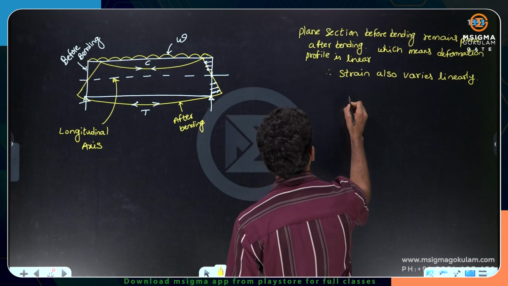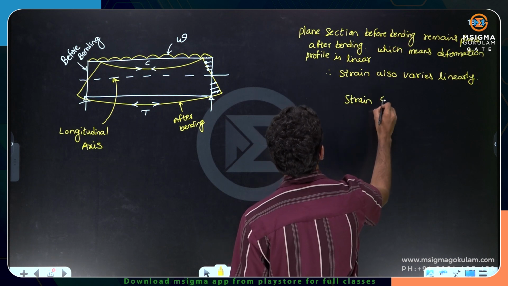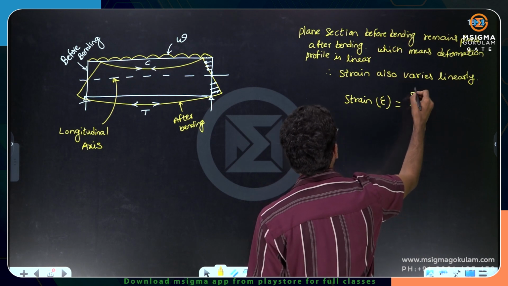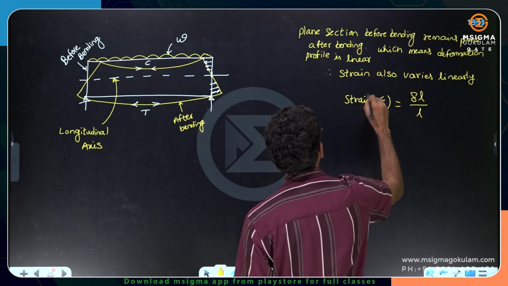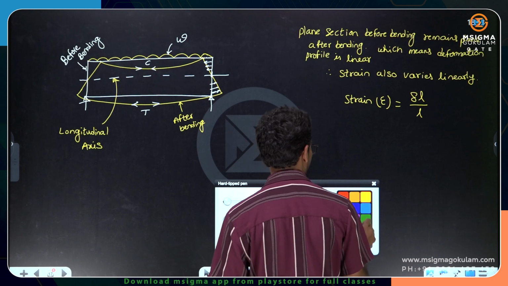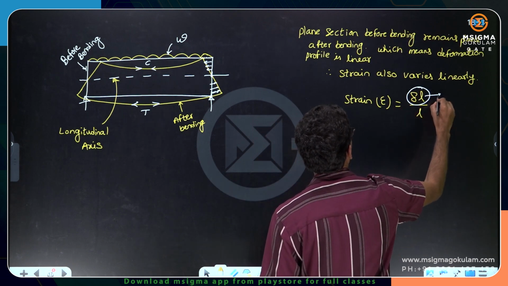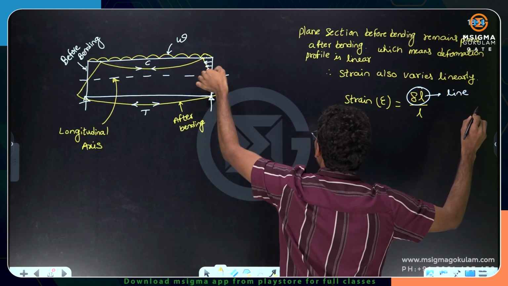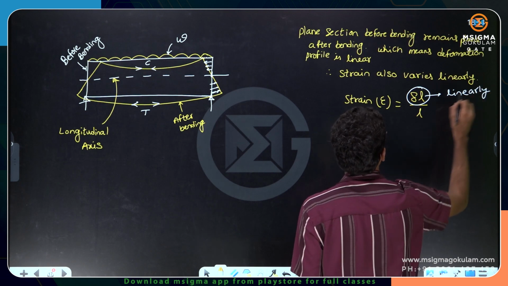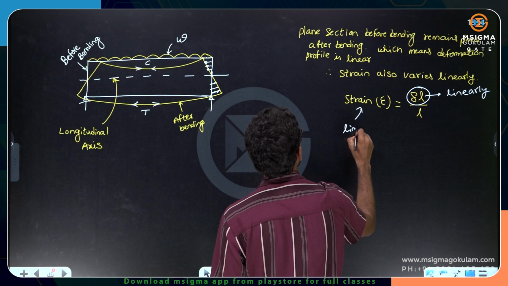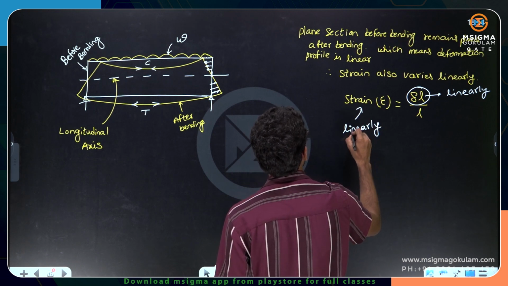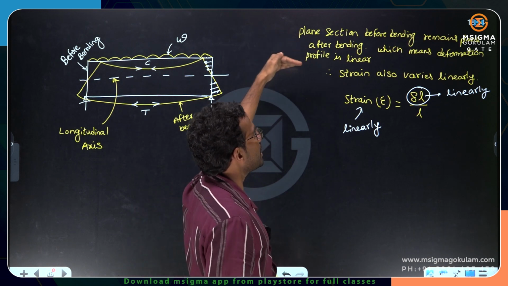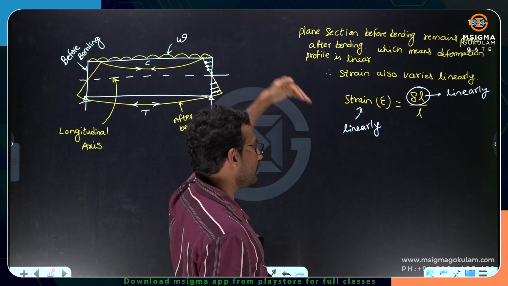How can I say? Because we know that strain, epsilon, is equal to deformed length by original length. Original length is always the same. Whatever way the deformation varies, the same way strain also varies, because deformation is varying linearly. Just now we have seen that deformation is varying linearly from the triangle. This triangular shape is called a linear variation. So deformation is varying linearly, and therefore strain also varies linearly. Very simple as that. So the main meaning of plane section before bending remains plane after bending is that strain variation is linear.